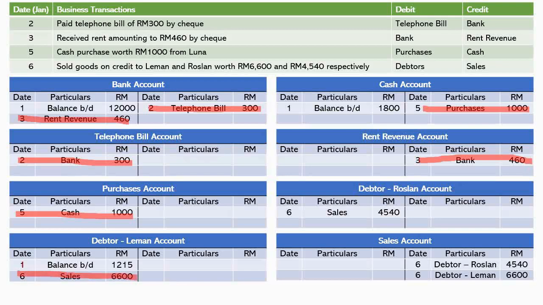Saya debitkan debtors, saya kreditkan sales. Kemudian saya record pula yang Roslan, saya debitkan Roslan, saya kreditkan sales. Ya, dia mesti ada kawan dia. Okay, and then you remember tu yang saya maintain lagi. I still maintain my opening balances. Still maintain opening balances kita.